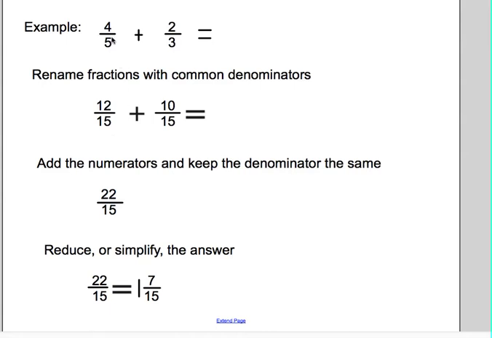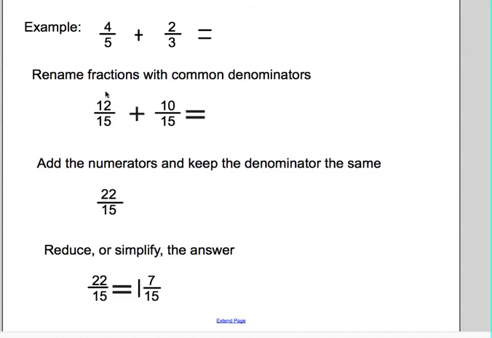Well, these need to be equivalent. So to go from 5 to 15, we multiplied by 3. Whatever you do to the denominator, you got to do the same thing to the numerator, so we have to multiply by 3 as well. So that's how we got 12. So 12/15 is equivalent to 4/5.